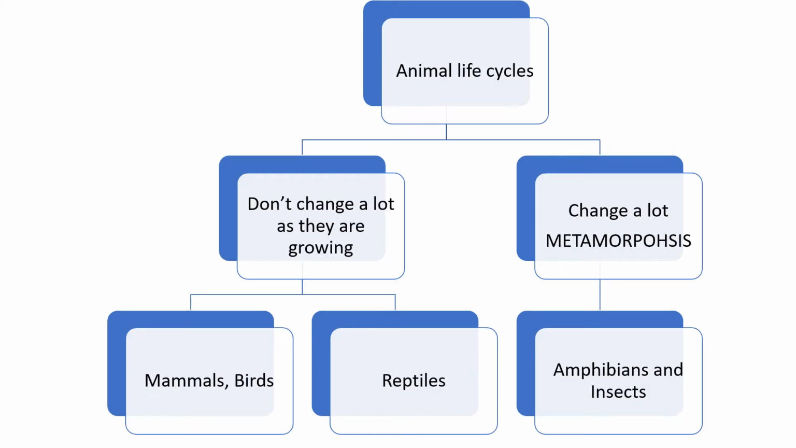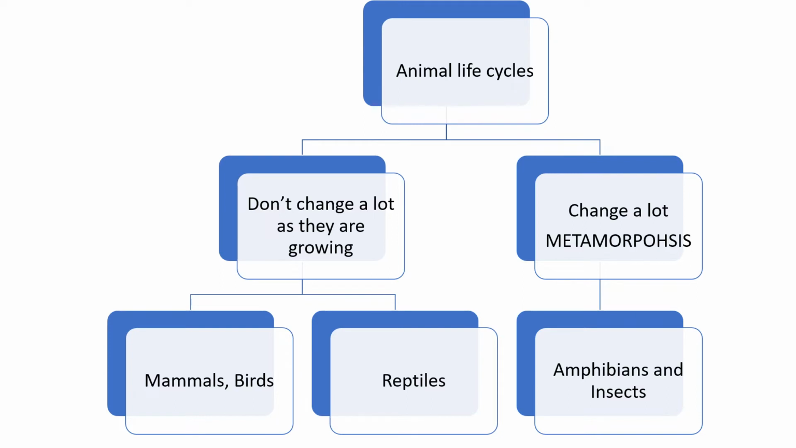Now animals have different types of life cycles. Some animals don't really change a lot as they're growing. They simply just get bigger in size. For example, birds, mammals, and reptiles. They just simply get bigger.